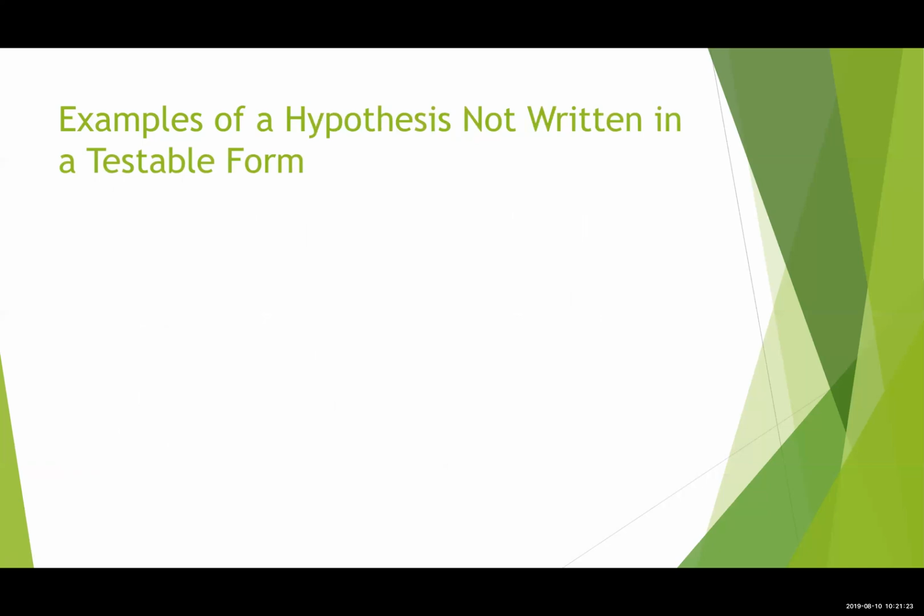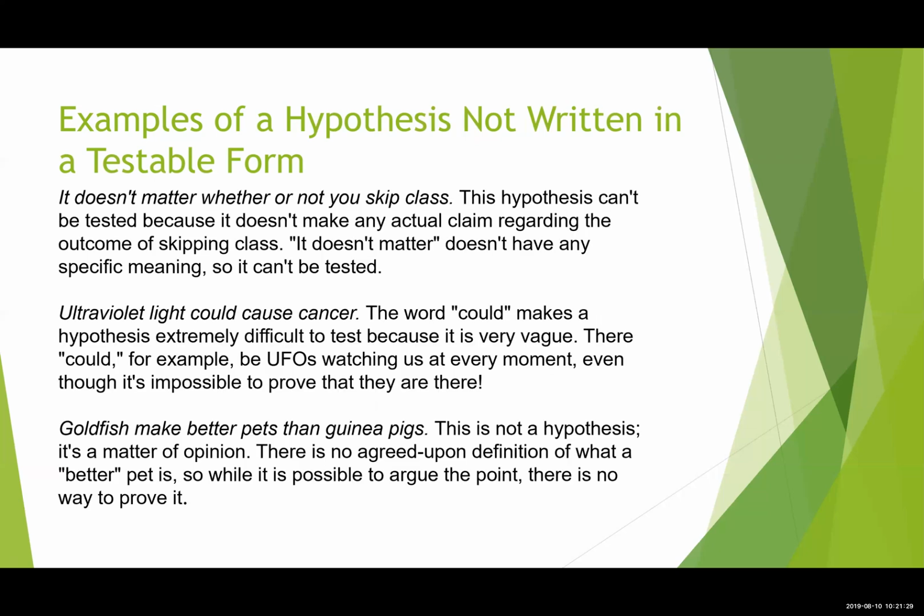These are not testable. These are not great hypotheses. These are not the kind of hypotheses we want to be making for our experiments. It doesn't matter whether or not you skip class. This hypothesis can't be tested because it doesn't make any actual claim regarding the outcome of skipping class. What does "it doesn't matter" mean? It doesn't have any specific meaning, so it can't be tested.